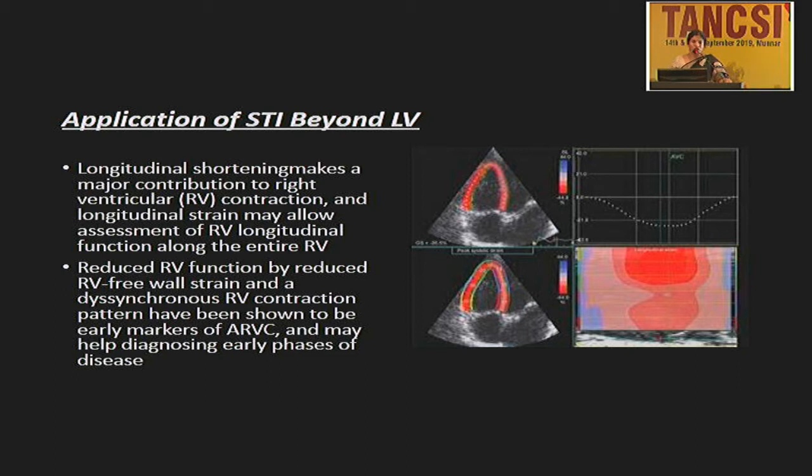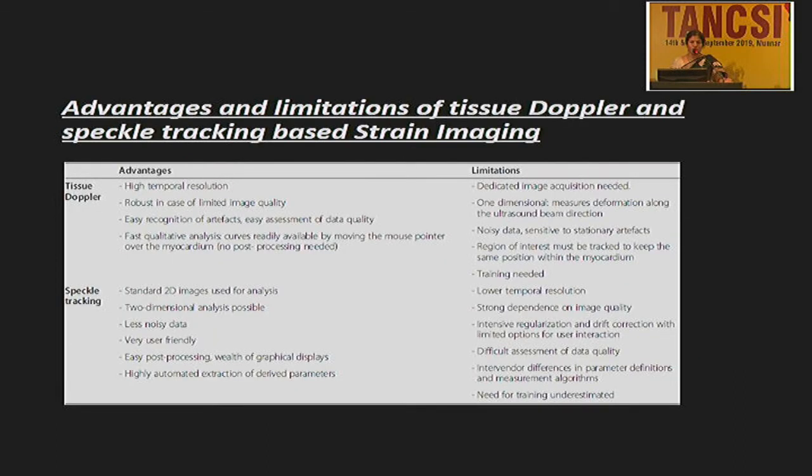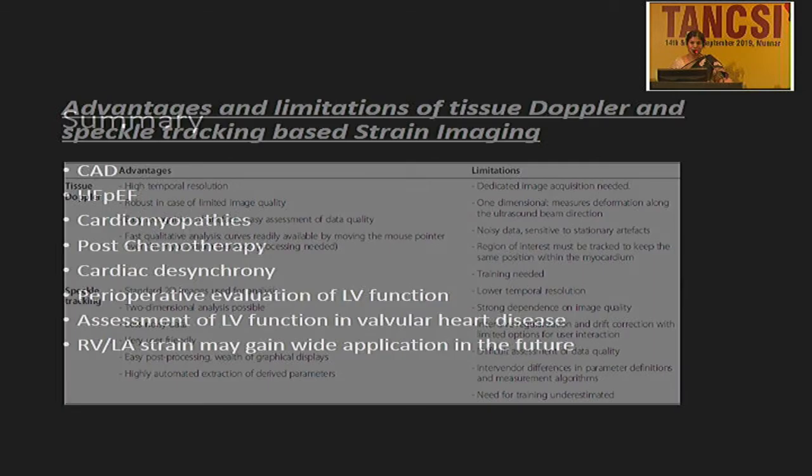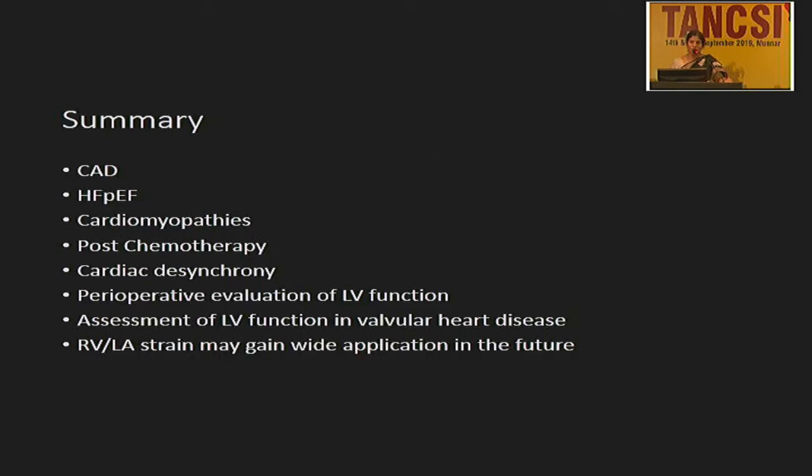So what are the limitations of speckle tracking imaging? First one is experience, which is really underestimated. Second one is the inter-vendor differences in the definition of the parameters as well as the cutoff for the global longitudinal strain. So to summarize, STI is applied in both coronary artery disease as well as in cardiomyopathies, and in the future it might gain more importance in assessing RV function and LA function.